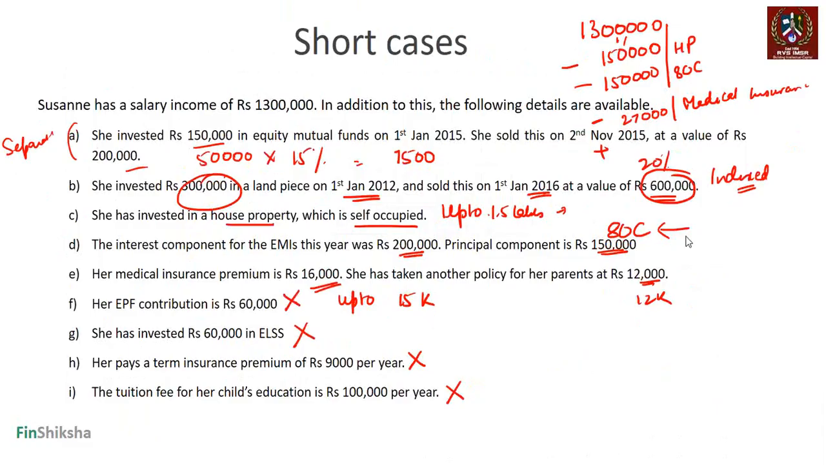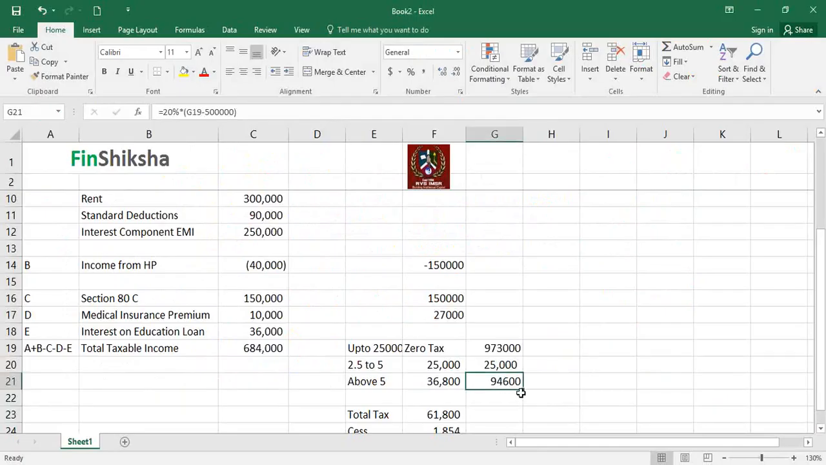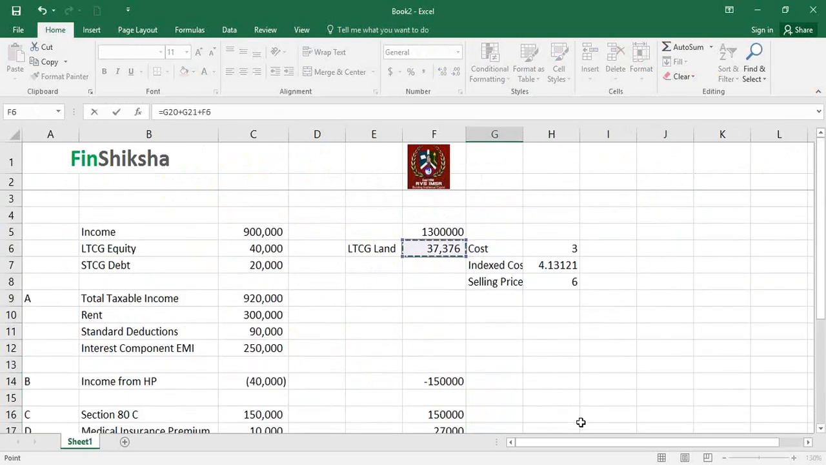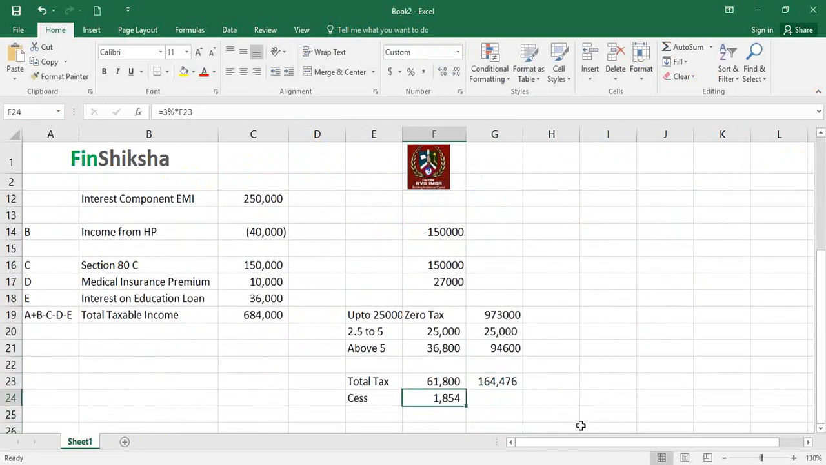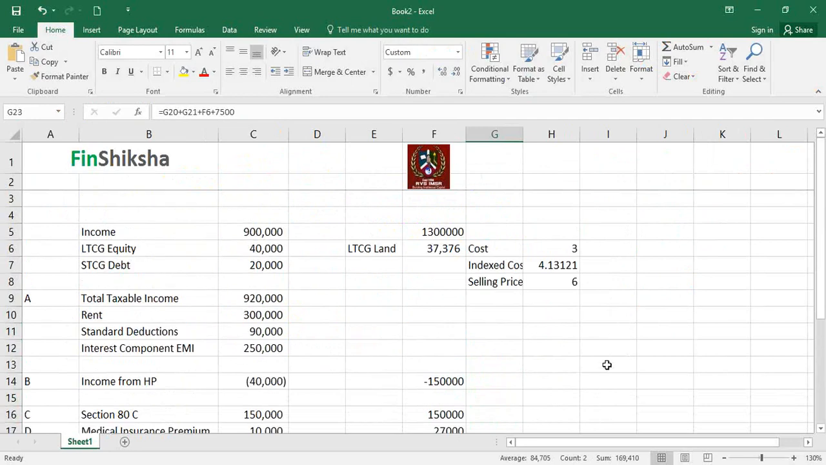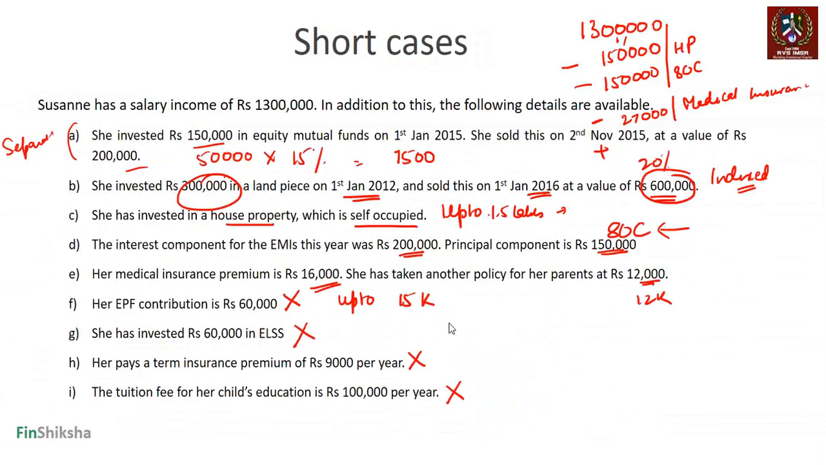Let's look at that actually. Let's calculate. So effectively, that's the total tax value is equal to the sum of this plus the long-term capital gain tax plus 7,500 for equities. And on this, we can straight away put a 3% cess. That's my total tax liability for Susanne. That's the second case we were looking at, Susanne's tax liability in this context, right?